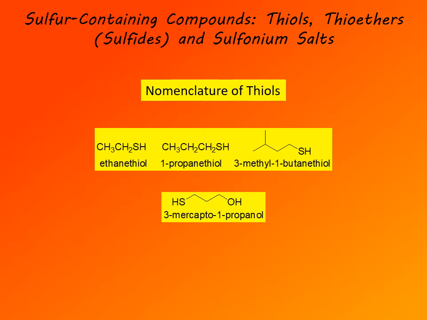So if both SH and OH groups are present in a molecule, then the molecule is named as an alcohol. So this molecule is 1-propanol. On carbon 3 there is an SH substituent, so it's named mercapto. So this is 3-mercapto-1-propanol.